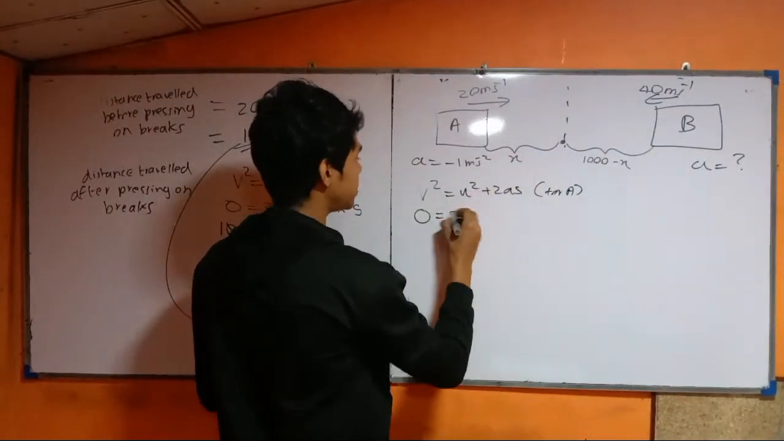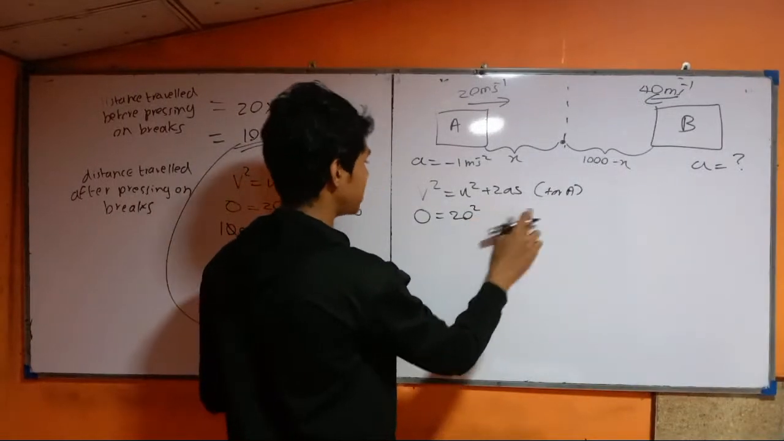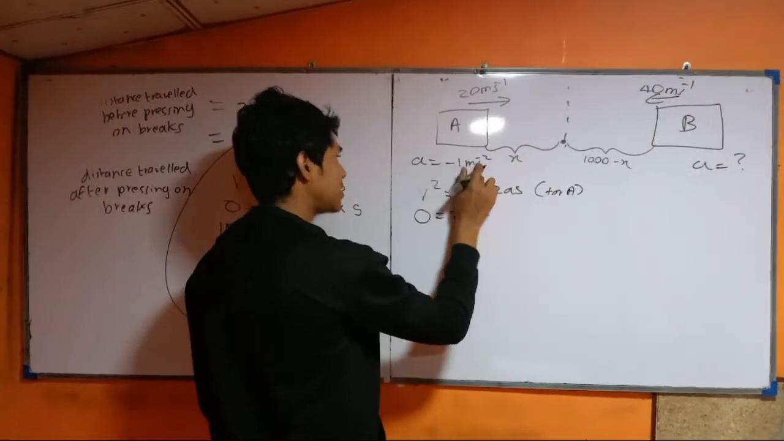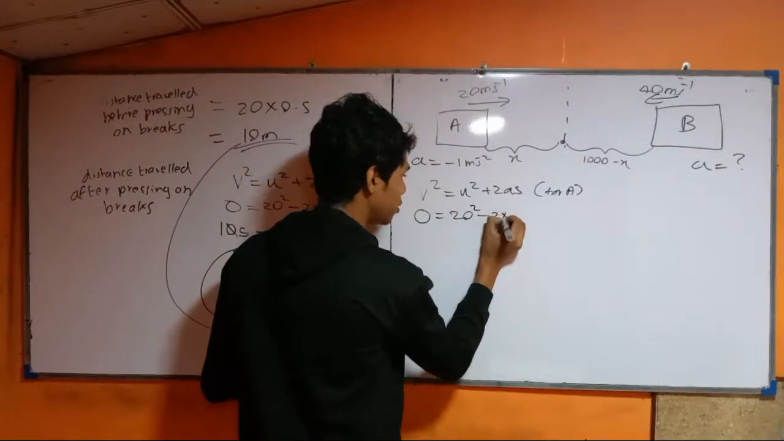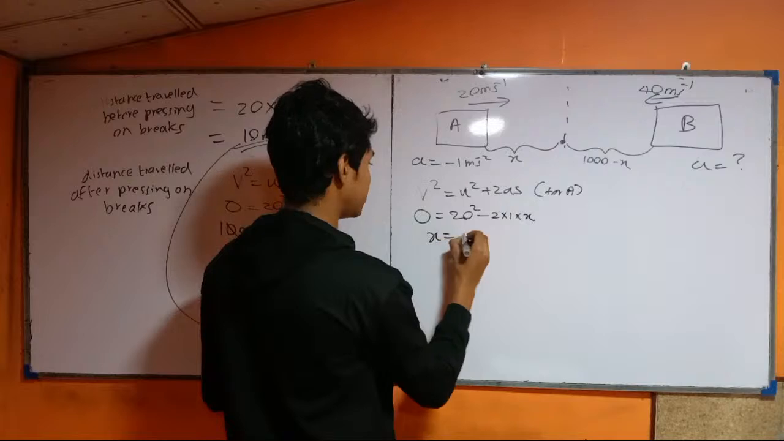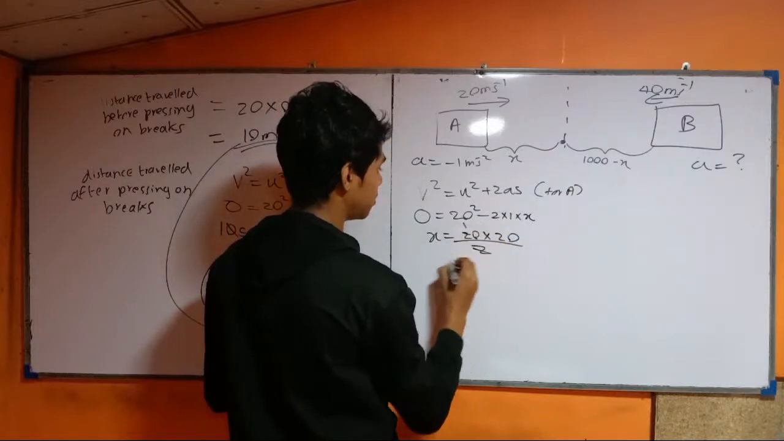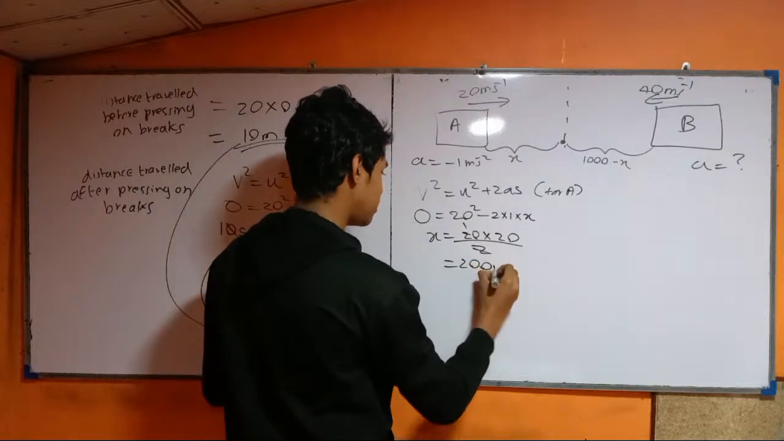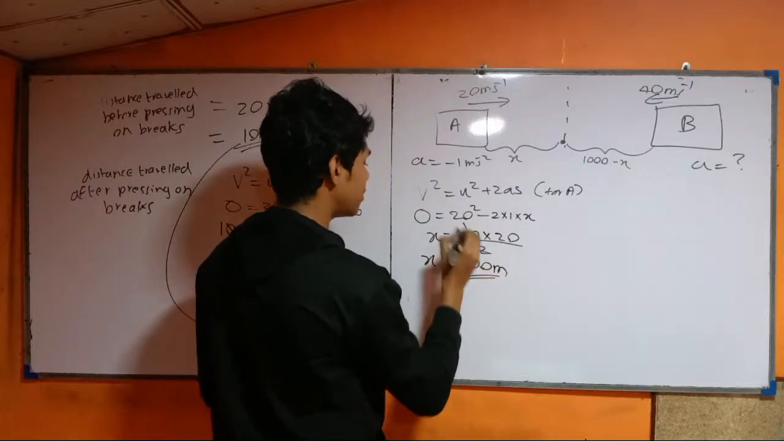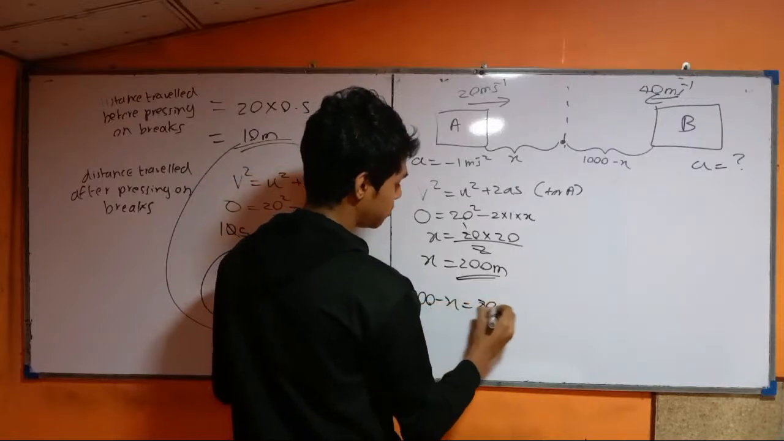The initial velocity 20 squared plus, not plus, minus. Why? Acceleration is minus deceleration. 2 into 1 into x. So you can find x directly. Okay, that's going to be easy. So 2, 1. x is going to be 200 meters. So 1000 minus x is going to be 800 meters.